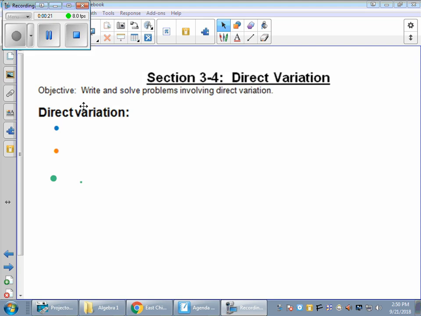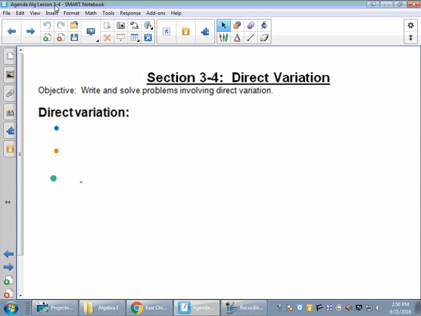Okay, Algebra 1 students, here we go, Section 3 for direct variation. And we will talk about writing and solving problems that involve direct variation. It's very similar to slope in certain ways, and then there are a few differences, and I think we'll see as we go through. So direct variation is an equation in the form of y equals k times x.